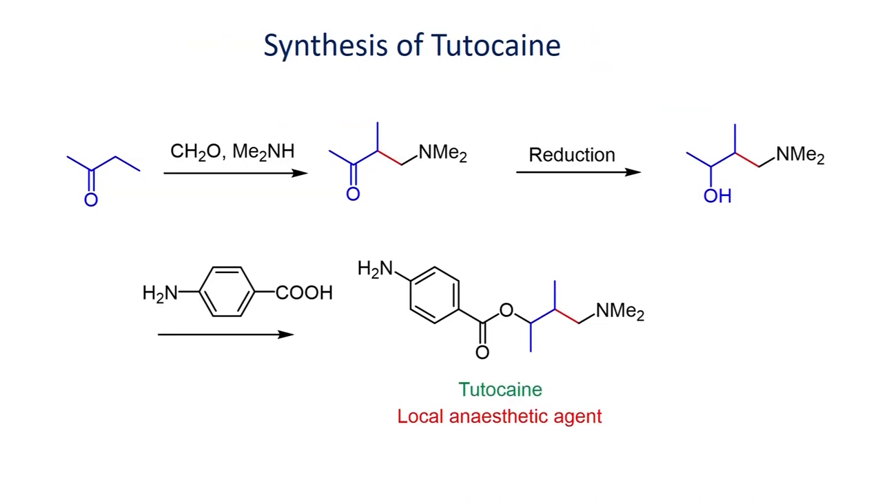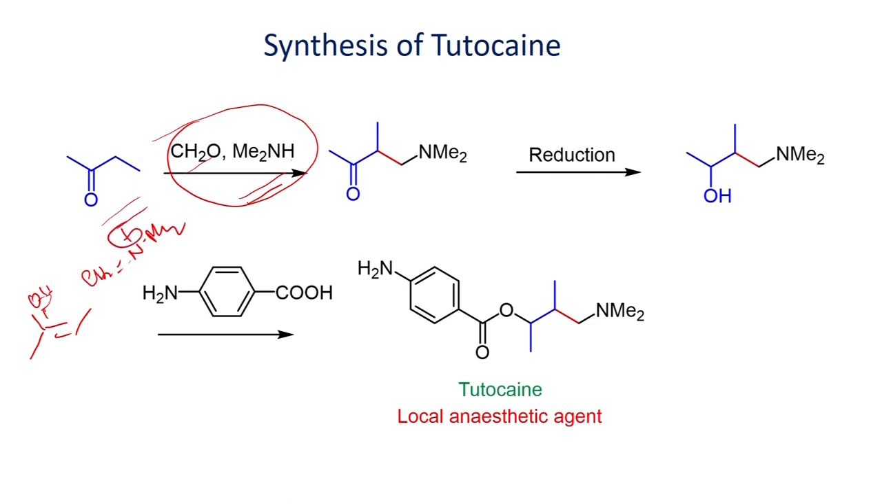Here is another example. In this case, the reaction of a secondary amine, formaldehyde and this ketone is involved. As we have seen earlier, the reaction of this amine with this formaldehyde can generate the iminium salt, which can undergo a reaction with this enol that you can generate. It can undergo addition reaction and you can get this addition product, which can be reduced using a reducing agent to give the alcohol. This can be further reacted with the acid to give this ester as the product.